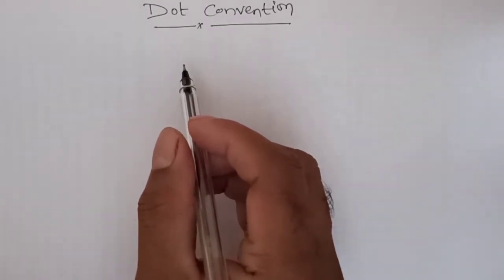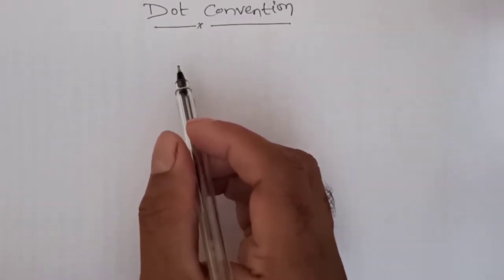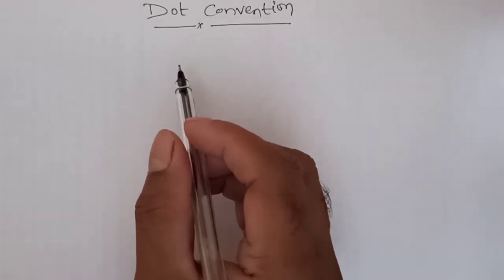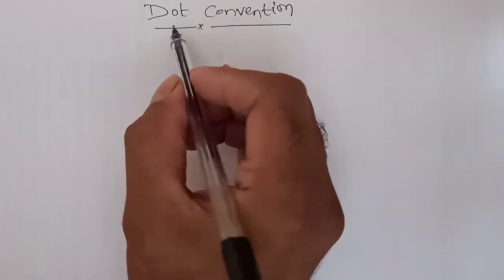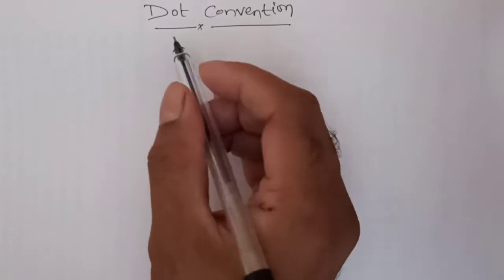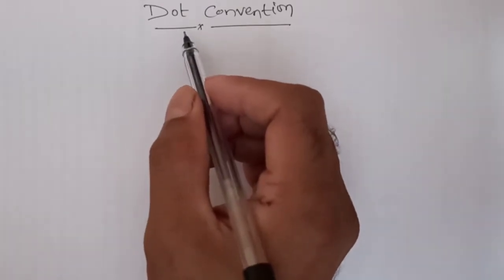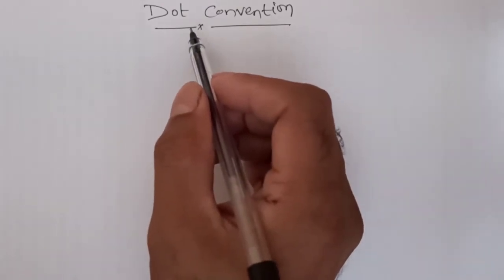So there we need to use one concept. That concept is called dot convention. Dot conventions are used for the purpose of indicating the direction of winding. Based on that we can find the voltage induced in that coil.